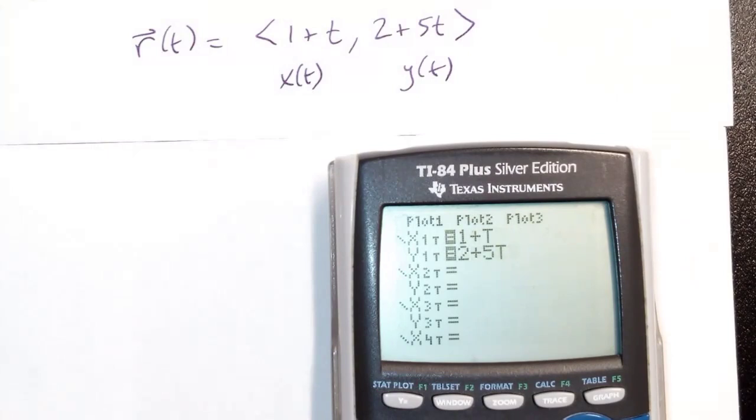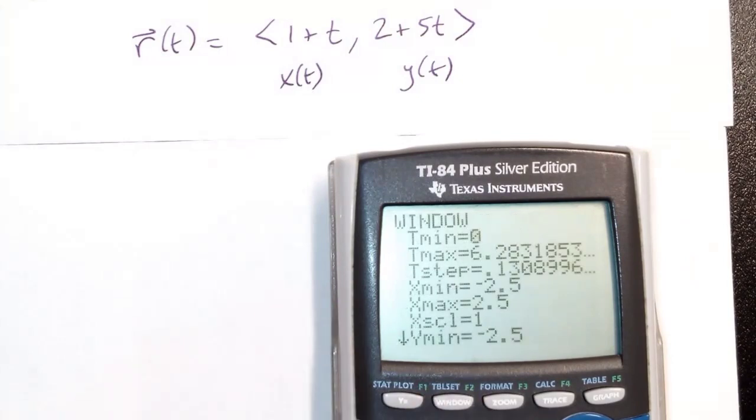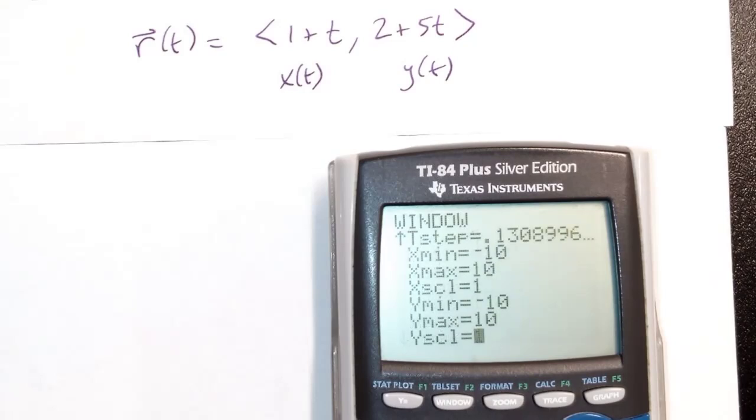Perfect. Now I'm going to change the window setting here. When I go to the window, the first thing it gives me is t value. By default, it assumes I'm doing something with trig. So it does 0 to 2 pi. I don't want to do that. I'm going to make my smallest t value -4, my biggest t value 4. And right now, the x and y parts are set to be fairly small. So I'm going to blow that back up to normal and go -10 to 10, -10 to 10 in both x and y.